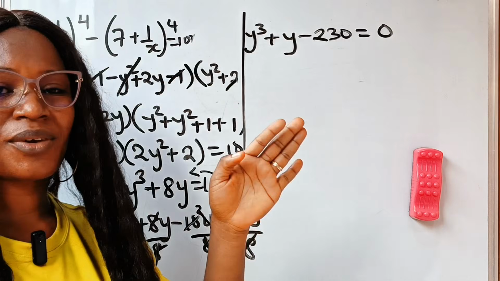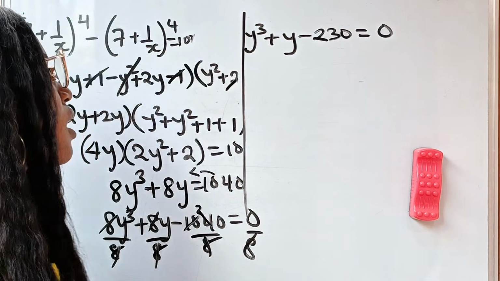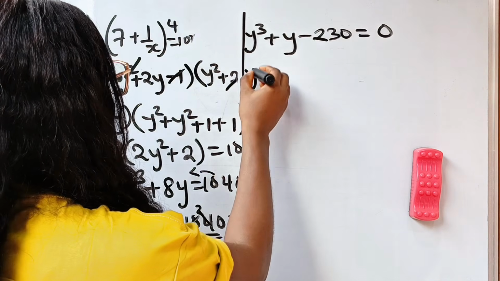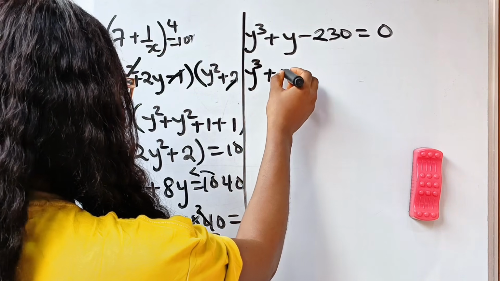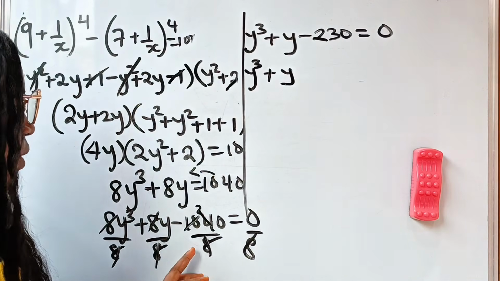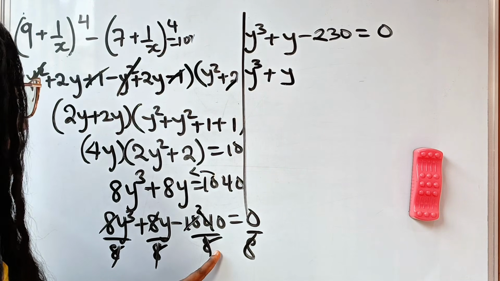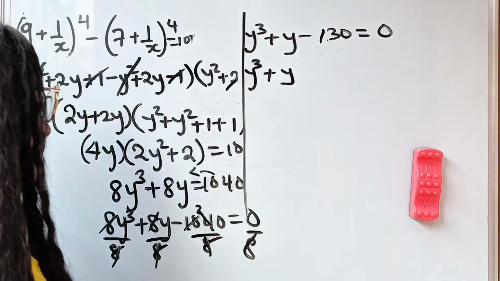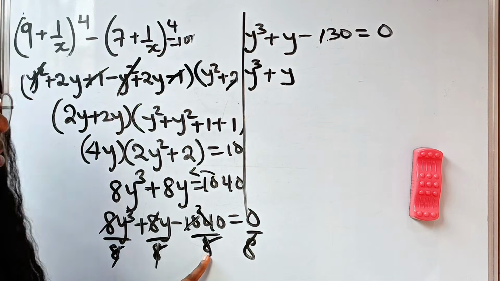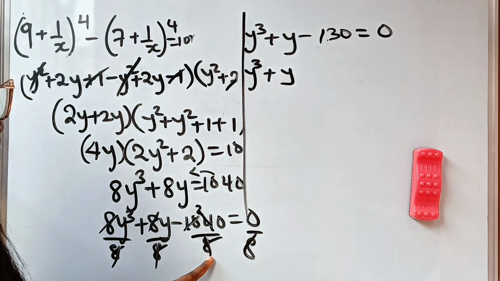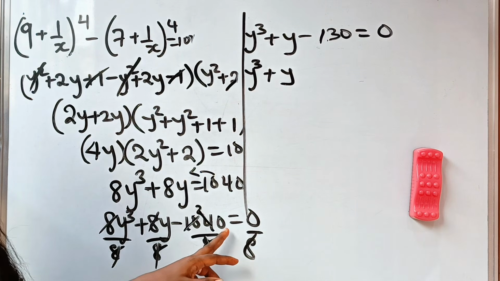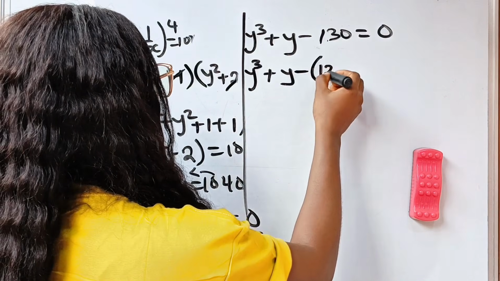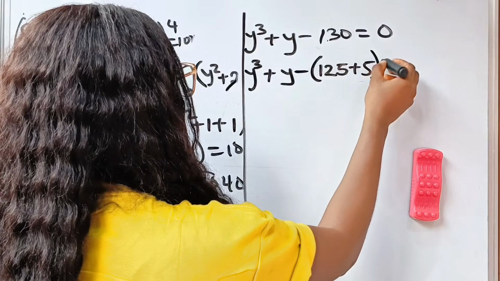Now we have a cubic equation to solve. All right. Now we have y to the power of 3 plus y, wait. 10 divided by 8 is 1. What am I doing? Sorry. 10 divided by 8 is 1 remainder 2. 24 divided by 8 is 3. And yeah, so it's supposed to be 130. Sorry. So minus, now 130 is the same thing as 125 plus 5, is equal to 0.